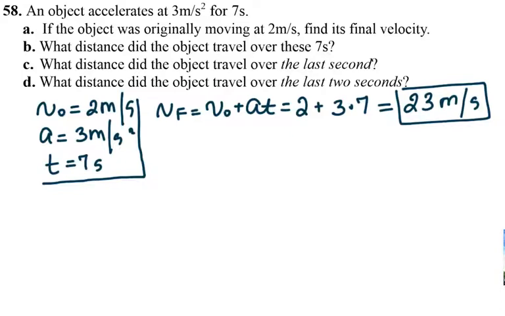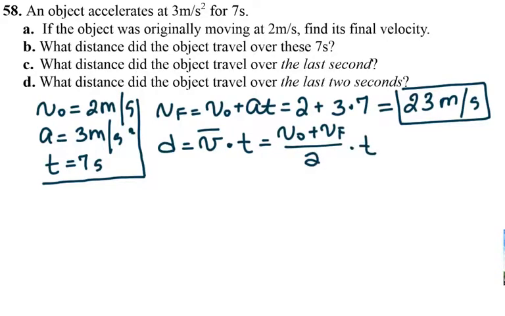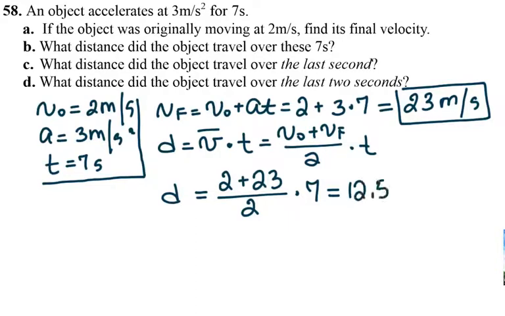What distance did the object travel over these 7 seconds? So if I need to find the distance, I need the distance formula, which is average velocity times the time. Average means initial plus the final, divided by 2, and times the time. Now I'm going to plug in my numbers for the distance. Initial velocity is 2. Final, I just found out, is 23. Divided by 2 times the time, which is 7. So I have 25 divided by 2, which gives me 12.5, times 7 gives me 87.5 meters.